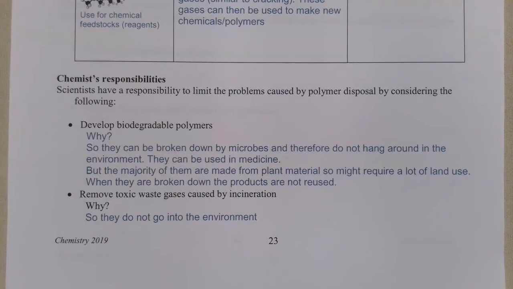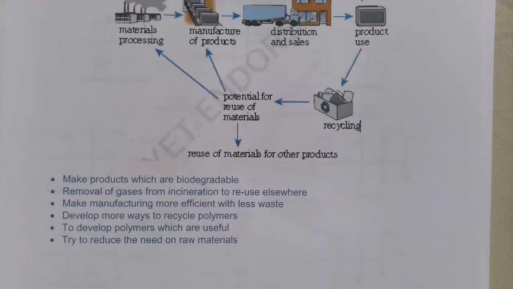The other ways that chemists can help is by developing biodegradable polymers. So these are ones which break down in the environment. They can also be used inside the body because they'll break down. The other way is we can remove the toxic gases which are produced by incineration, and this is important so they don't go into the atmosphere. We can also do a process called carbon capture and storage, where the carbon dioxide is also caught and not released to the atmosphere, contributing to global warming. So there are several ways that chemistry can help in reducing plastic waste, and this is just a list of a few of them.